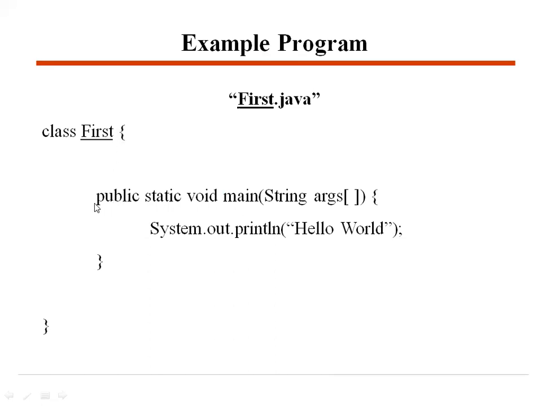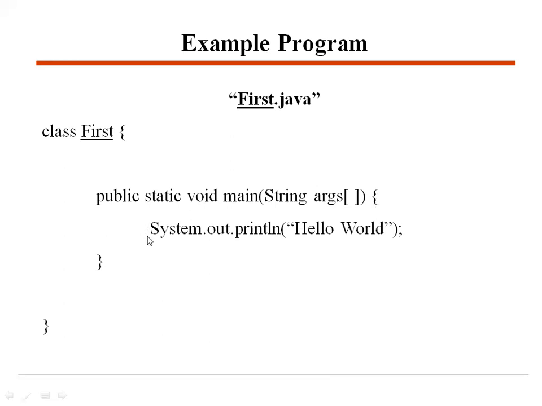Then inside this class, I want to include one main method. So how do we write the main method in Java? Public static void main. We'll discuss this public static void main in detail as we proceed further. But remember the main method in Java is written as public static void main, and within the parenthesis String args followed by empty square brackets. This is an array. Then begin the main with an open curly brace here.